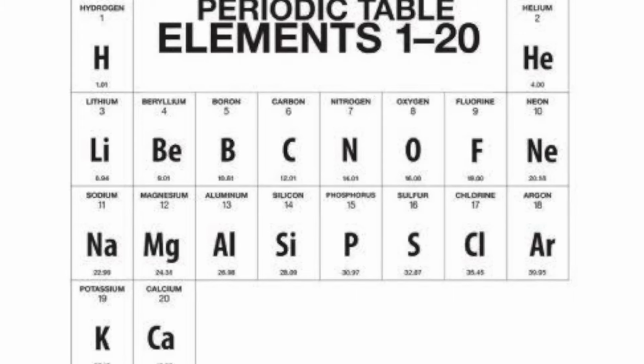Also, you should know the first 20 elements and their symbols. If you don't know more than the first 20, it's fine, but it is a must. It is compulsory for you to know the first 20 elements, their symbols and their atomic numbers, because the atomic number of elements can be used to answer so many questions. Just knowing the atomic number of one element can be used to answer so many questions. And you're going to see that later in this video.